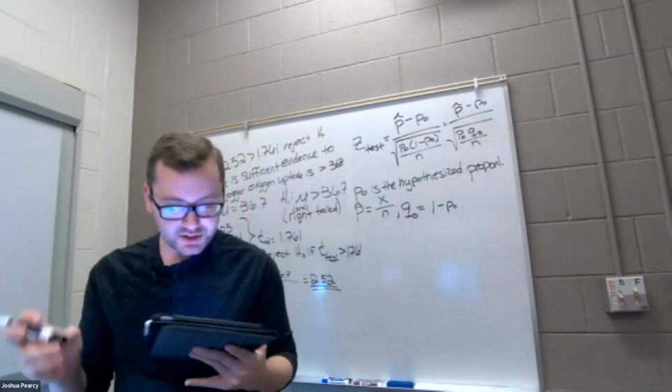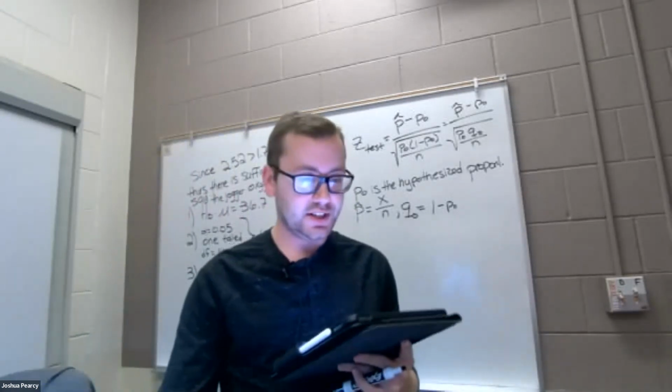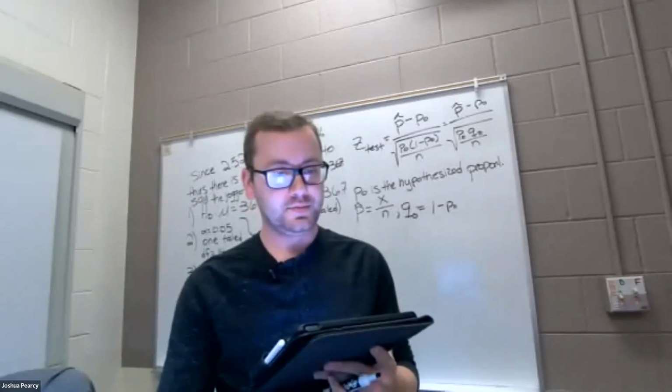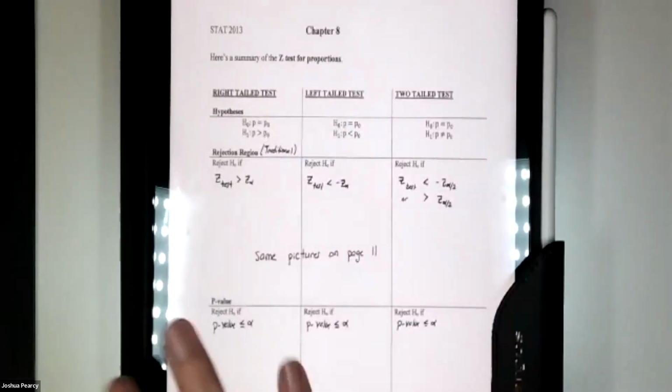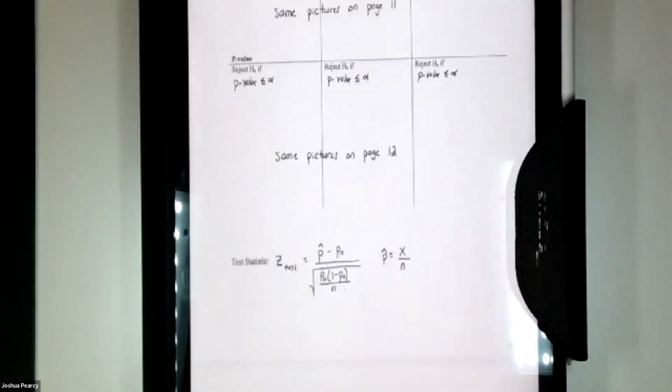The next page, you don't really need to know, but I'll show you it anyway. It's just the summary chart again. Says the same exact thing as before. The only thing that changes was the test statistic at the bottom. Test statistic does this formula.